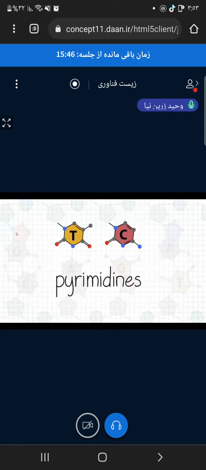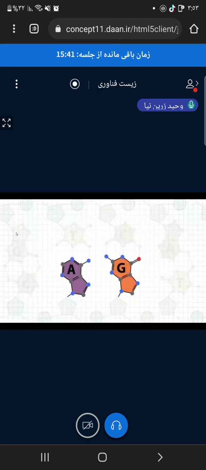Thymine and cytosine are called pyrimidines, characterized by their single ring structure, and adenine and guanine are purines, which have double rings.